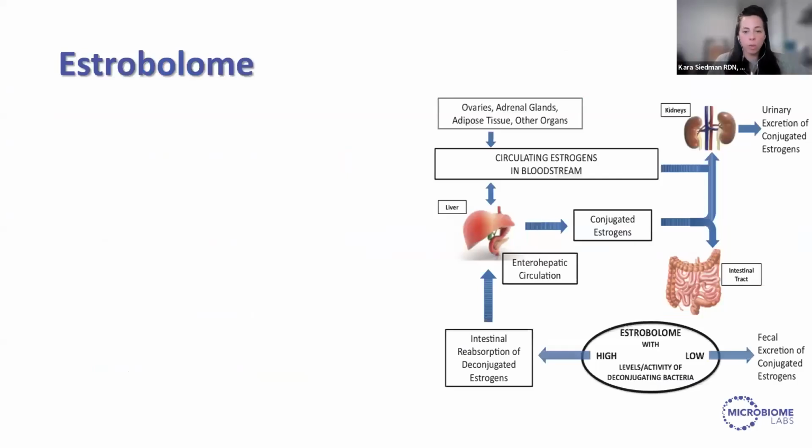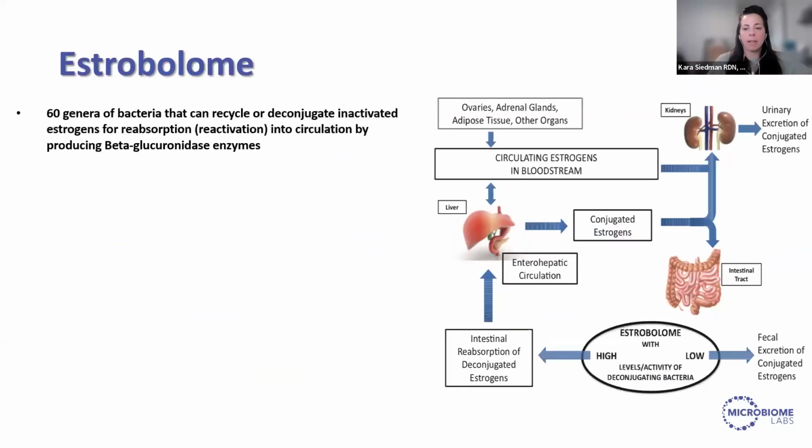So the estrobolome. We know that estrogen dominance, right? This is one of the most common imbalance issues. And from the research, we really do know that a lot of this is stemming from or rooted in having a dysfunctional gut microbiome. That's a major driver behind estrogen dominance.